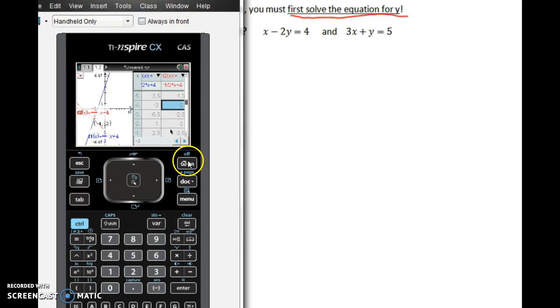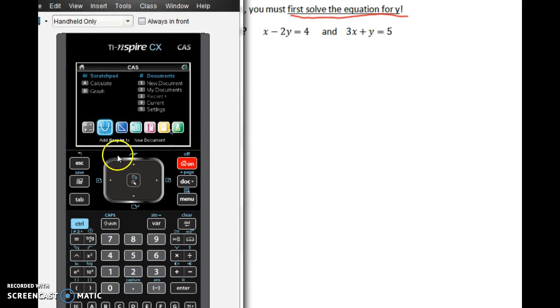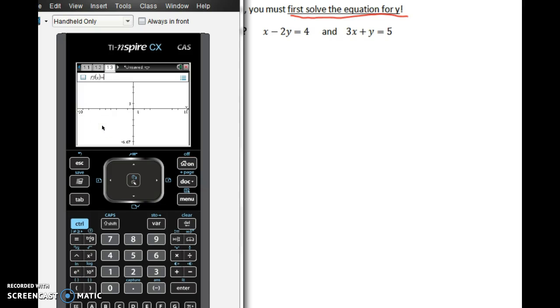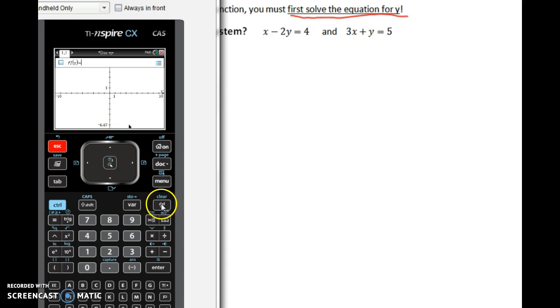Okay, so I'm going to hit the home key, go to a new graph. And I'm going to hit the delete key. This is using a relation. Oh, I have to update my calculator. Let me start this. Okay, voila, I have an updated calculator. If I hit delete now, I get a choice of a relation. So when you have a relation, you can actually enter it as it looks there.